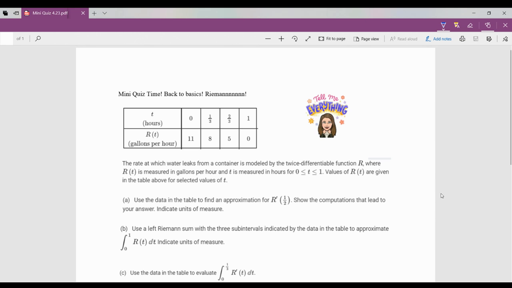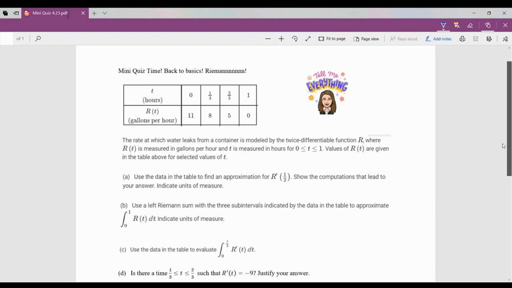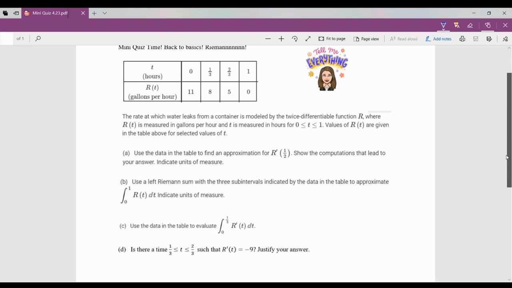Hey, Calcers. So I'm going to go through the mini quiz from 423. It's a little bit of a review on Riemann.